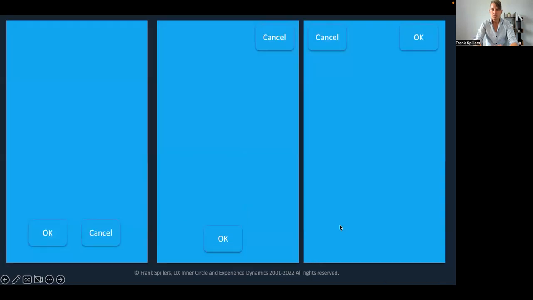Let's go to this. This looks like mobile, but I don't intend it to be mobile. How about this one? I talk about positional memories, like where you place it spatially, right? So OK cancel at the bottom, okay at the bottom, cancel at the top right, cancel top left, and okay top right. Which one is the right one here?